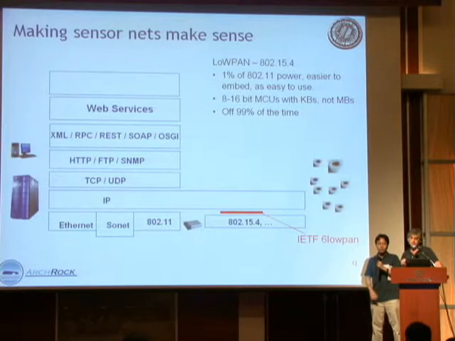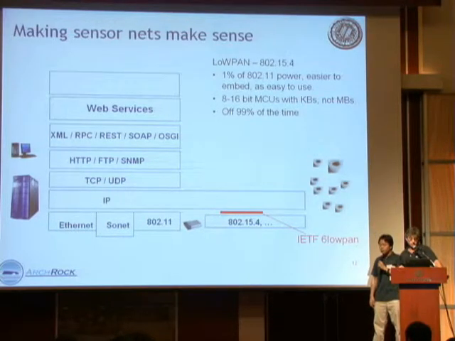So 6LoWPAN makes IP communication on the moat as compact and efficient as anything we've done before, without the generality of the rest of the network devices.